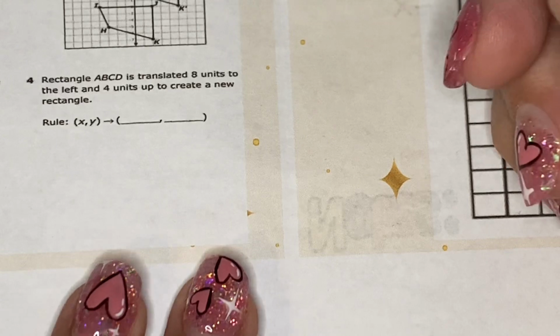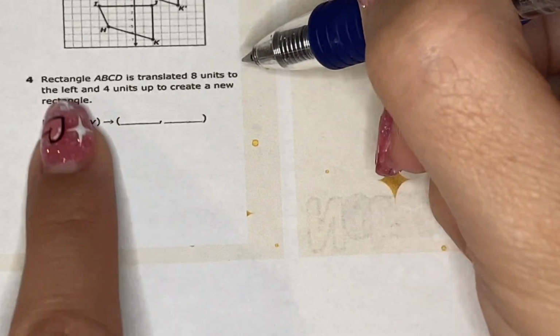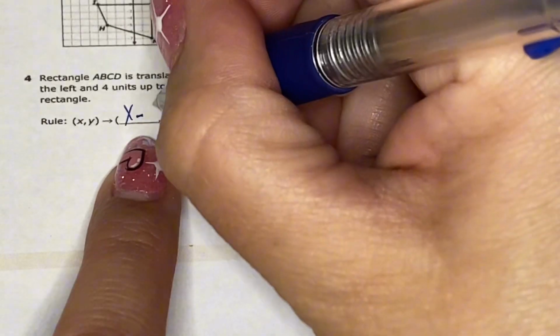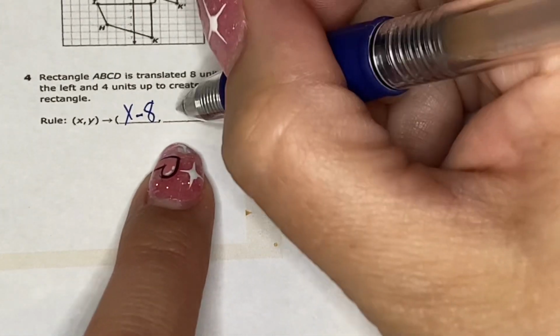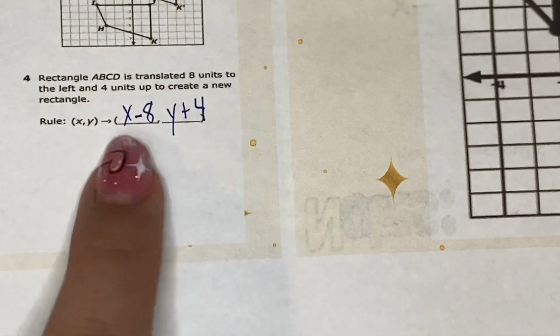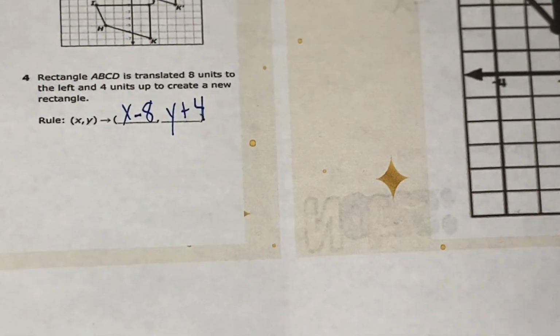Number 4 is translated 8 units to the left and 4 units up. So you would say X minus 8. And 4 units up means Y plus 4. It's always X first. That's the left and right. Y is up and down.